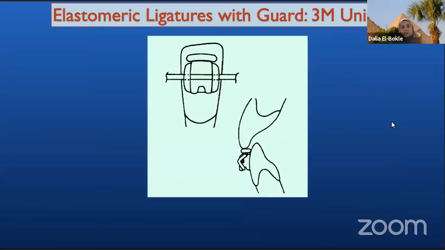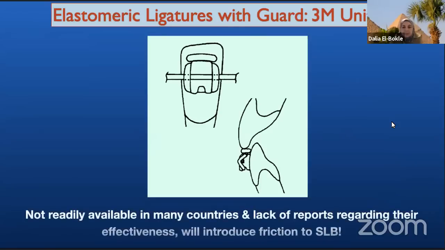The third option is to use an elastomeric ligature with guard, like that provided or made by 3M Unitek. But actually, this is not readily available in many countries, and there is a lack of reports regarding their effectiveness. And of course, they will introduce friction in case you prefer to use a self-ligating bracket.